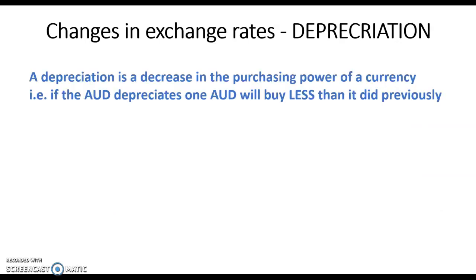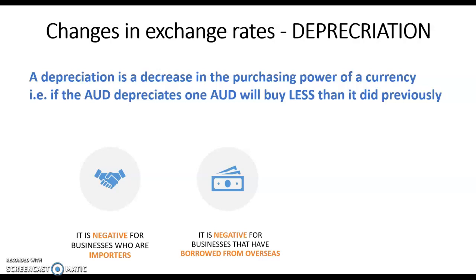Let's have a look now at the impacts of a depreciation. A depreciation is just a decrease in the purchasing power of a currency. If the Australian dollar depreciates, one Australian dollar will now buy less of the foreign currency than it did previously. This time, it's going to be negative for businesses who are importers, as well as businesses that have borrowed from overseas. However, it's going to be positive for Australian businesses that are exporters. So let's have a look as to why.